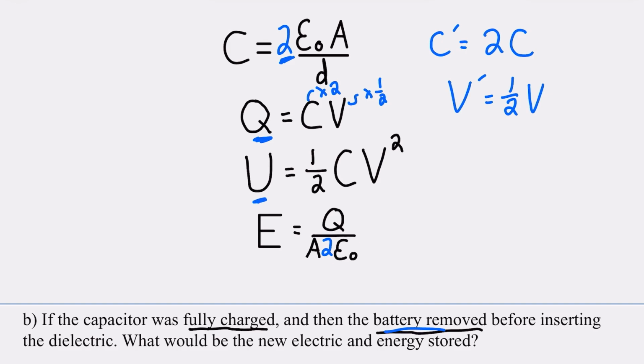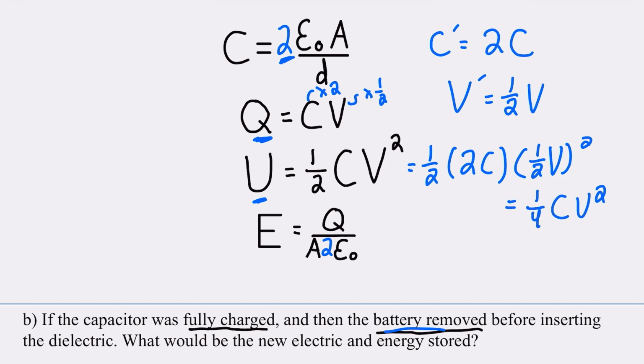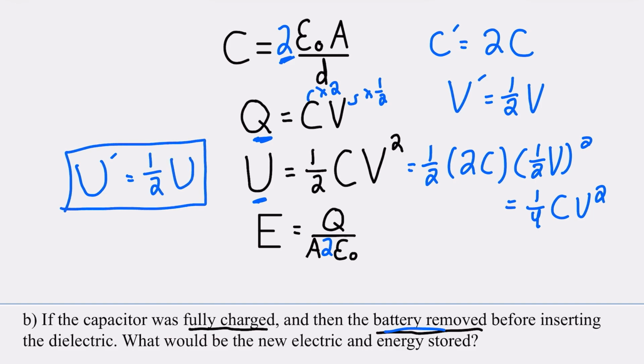When it comes to the energy stored between the plates, the capacitance is twice its original value, and the voltage, which is squared, is half. I get the new energy is 1/4 CV squared, which means that with the capacitor having a dielectric inserted with no battery, the energy went down by 1/2. For the electric field in this case, charge stays the same. The permittivity of space went up when I multiplied epsilon 0 by kappa, which means that the electric field also goes down by 1/2.